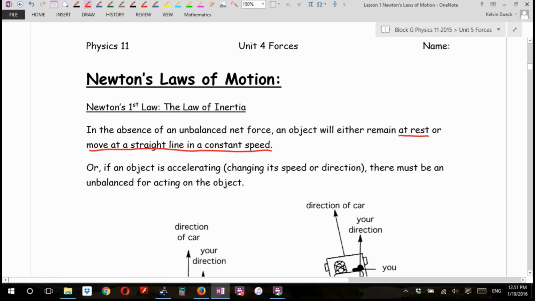When you jump, all you do is create a slightly bigger unbalanced force than gravity, and therefore you have to accelerate up because you've got an unbalanced force pointing up. That's how it works. This is Newton's first law.